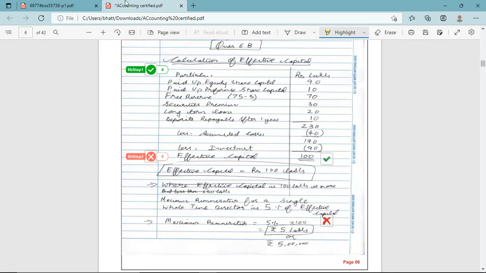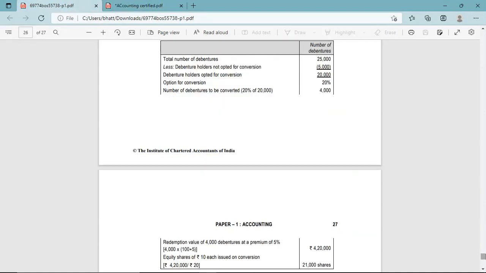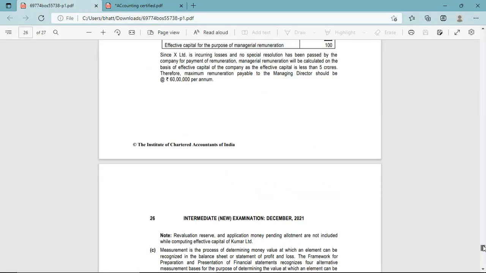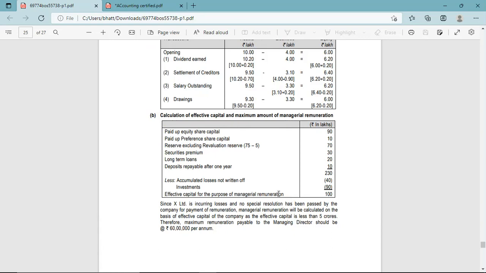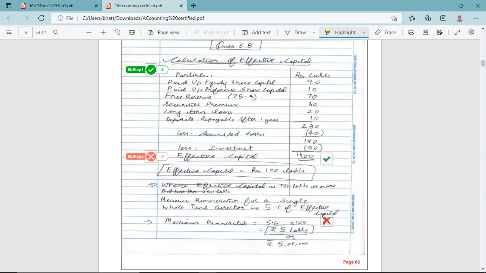Then sixth B part I had attempted. There I did not know the limit for managerial commission. This part I didn't know. I knew till the effective capital part. So I got 4 marks out of that. 1 mark was cut for this managerial remuneration.